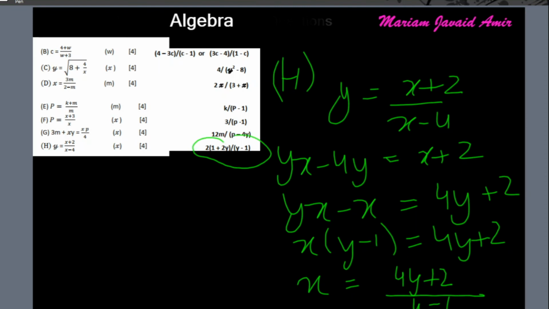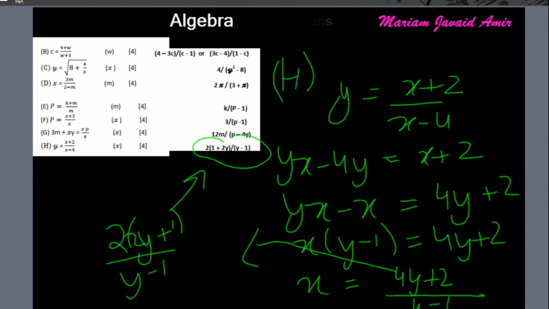So either I've got something wrong or the answer is not correct. Let me check and get back. Oh, it's actually exactly the same answer, just a little factorized. So it is the same. If you want to take 2 common, you can. So this becomes 2 times (2y plus 1) over y minus 1, which is the same answer.